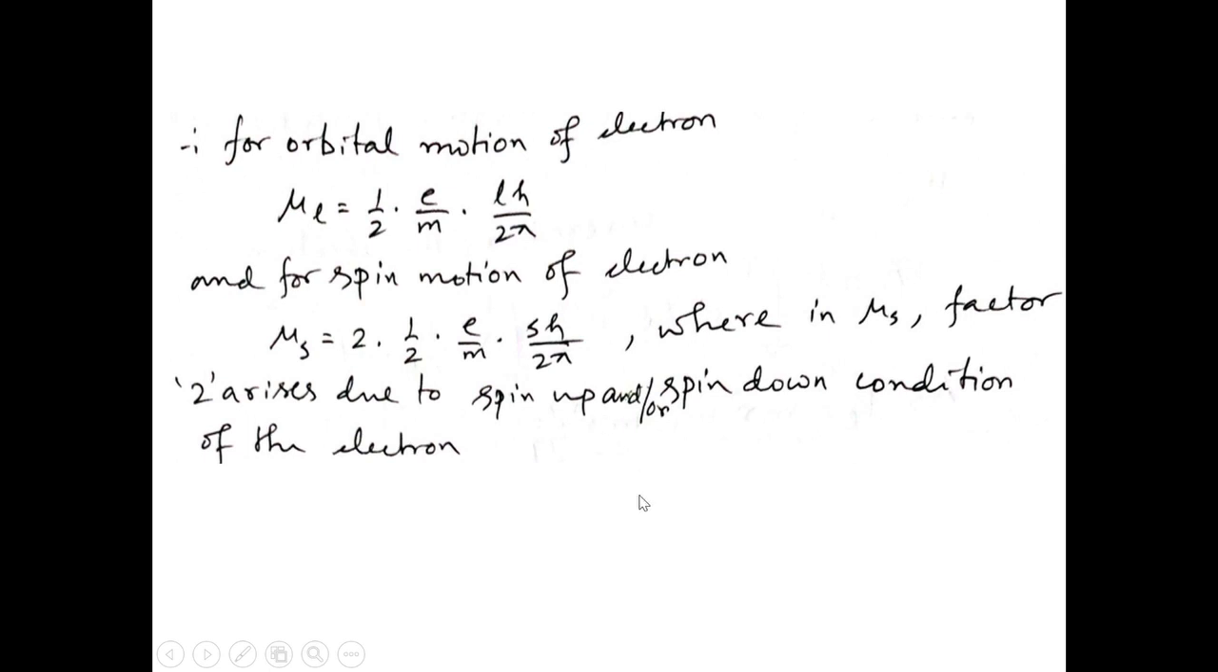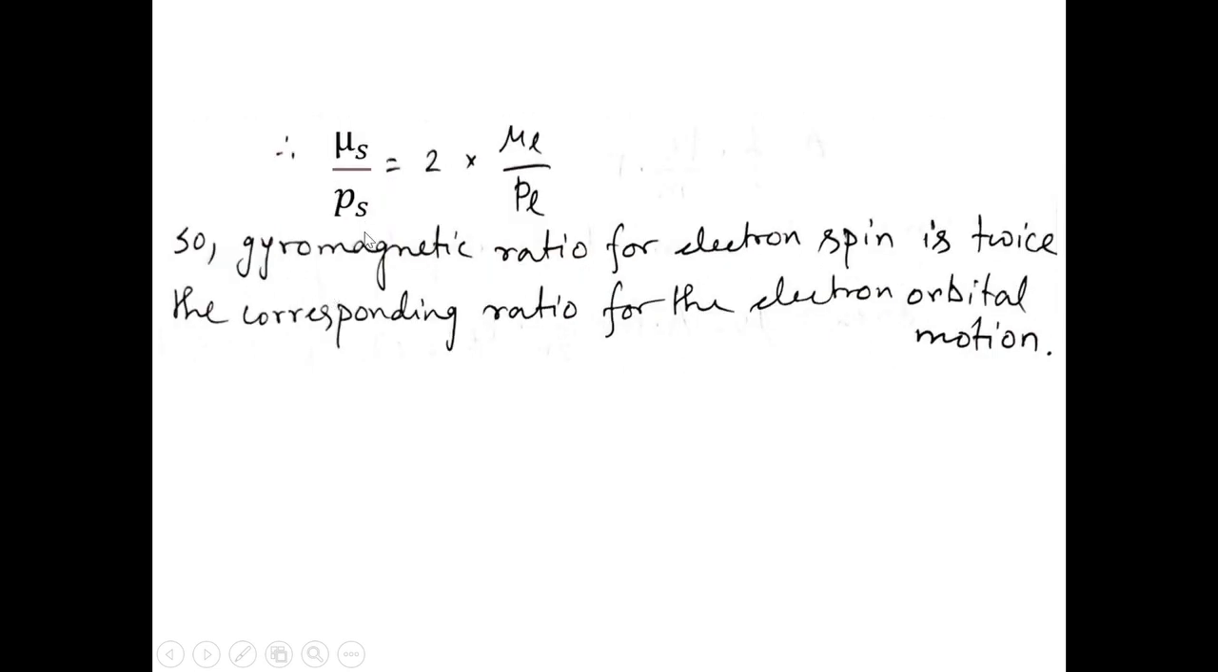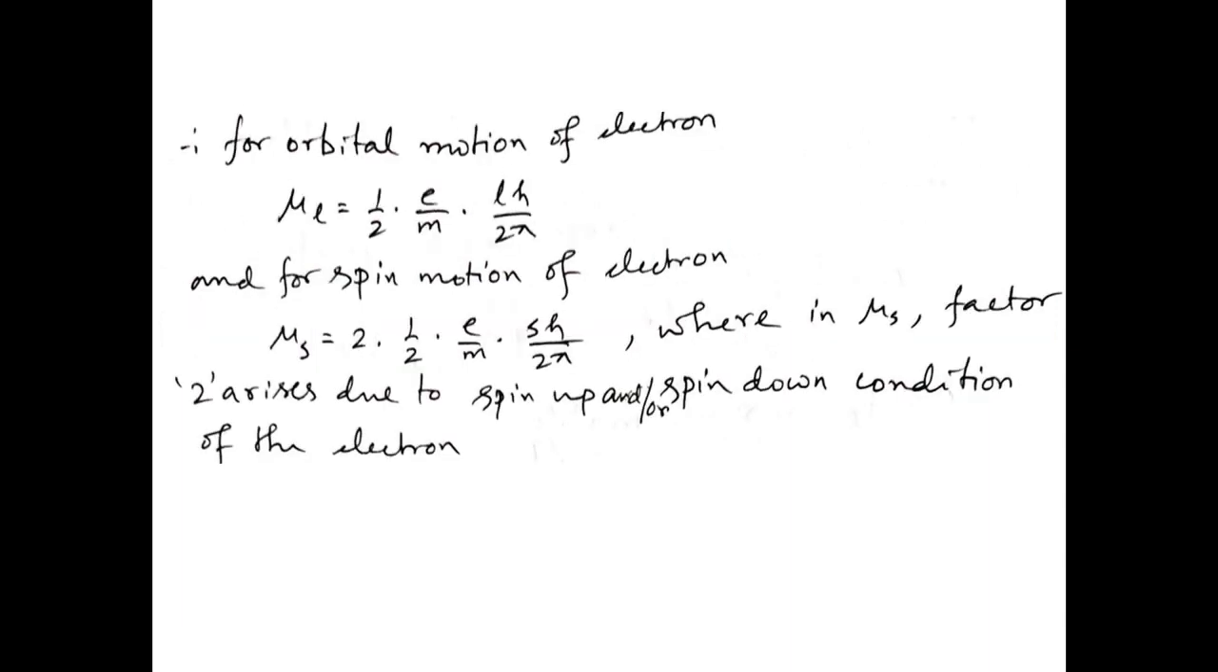So we have seen the gyromagnetic ratio mu L by PL. Similarly, we can have the gyromagnetic ratio mu S by PS. So if I write down, then mu S by PS equal to 2 into mu L by PL. So the gyromagnetic ratio for electron spin is twice the corresponding ratio for the electron orbital motion. If I go back to the previous slide and we come back again to that, it is that relation.